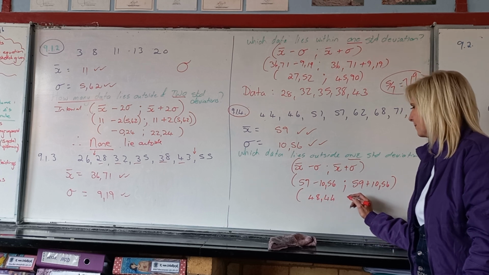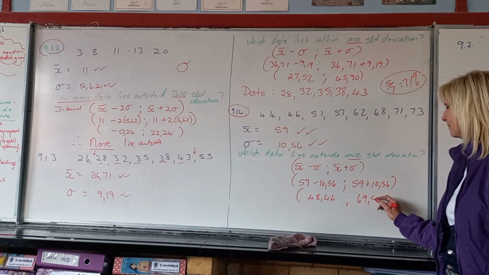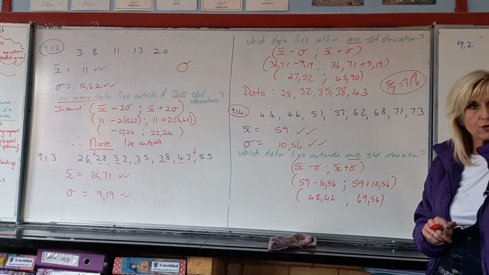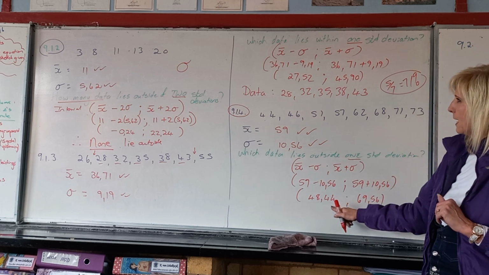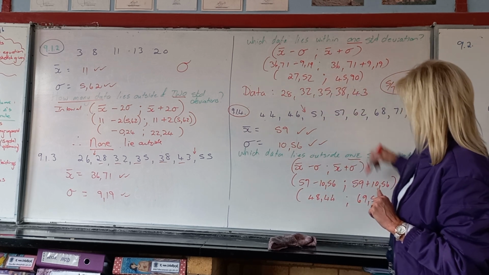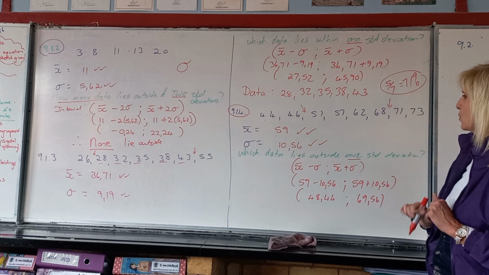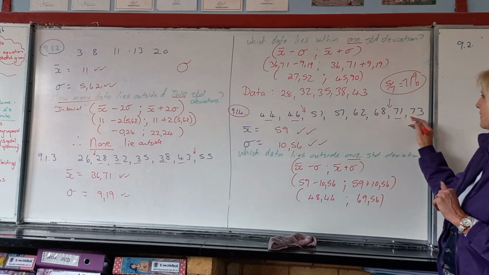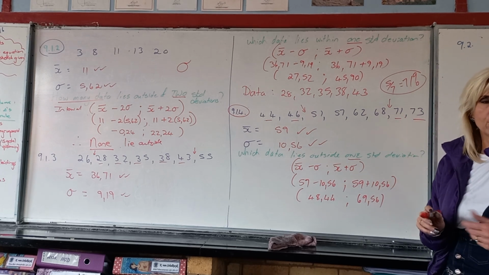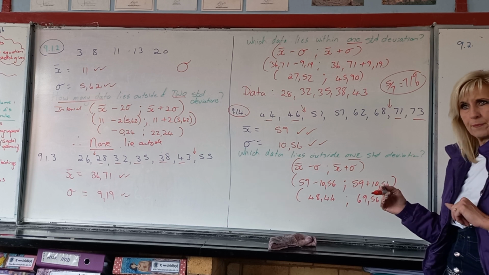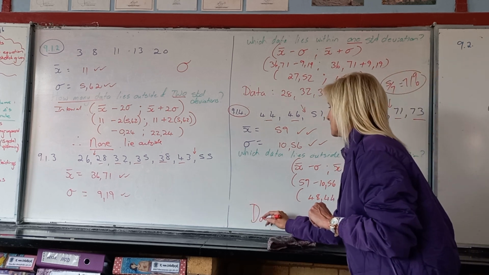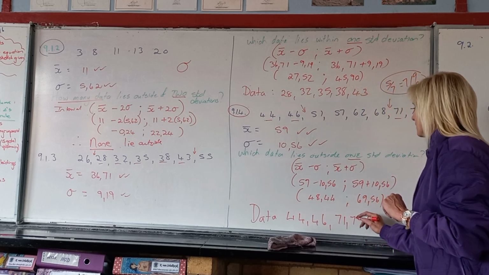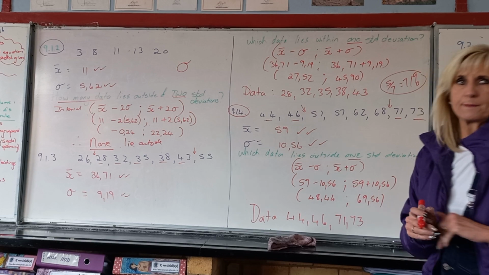48,44. Thank you. And then 69,56. And what was the question? Which of the data? So I want to know the data by name. So 48, something is there, and 69, something is there. So which of the data is outside? 44, 46, 71, 70. Answer the correct question. How many are outside? 4. But which of the data is my answer? 44, 46, 71, 73, easy peasy. Right.